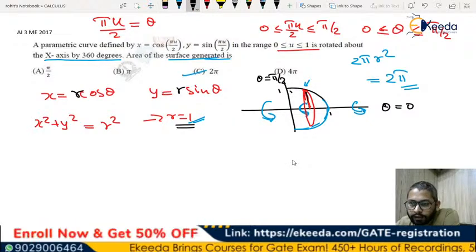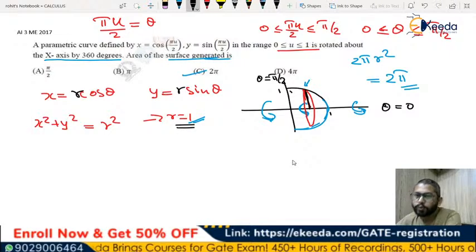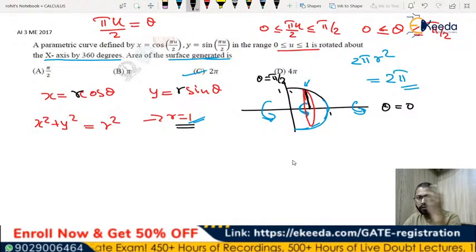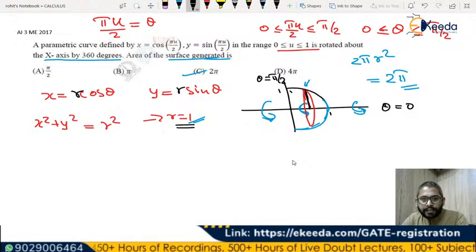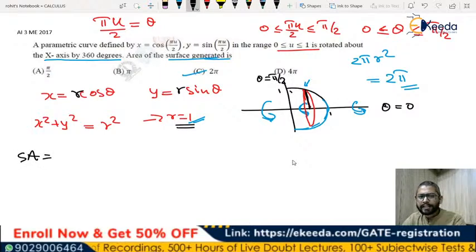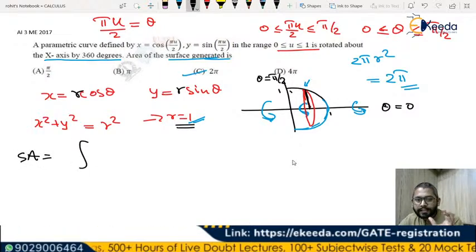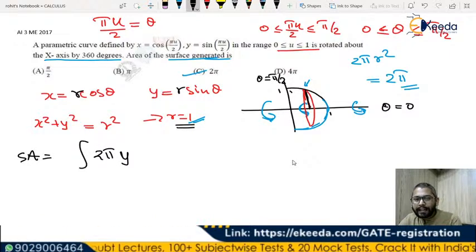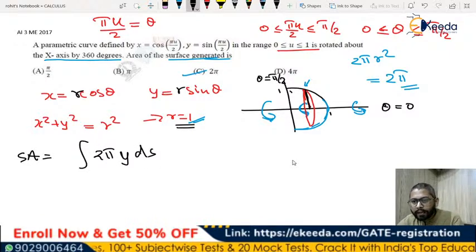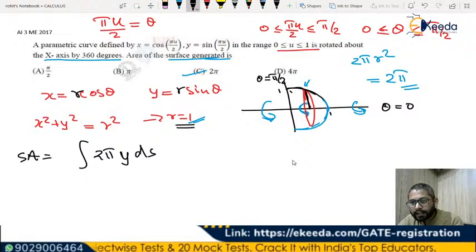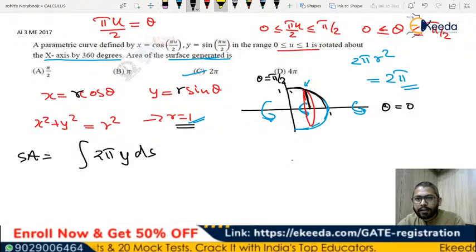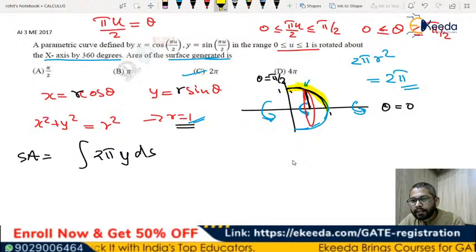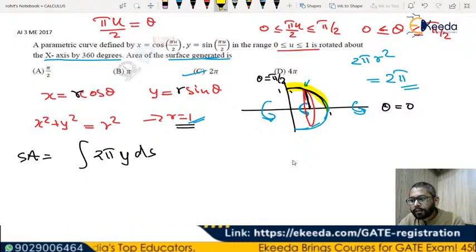This one. This will make a circumference. If you want to find the surface area of any curve, the formula is, let's say, surface area SA. You need to find the circumference, which is 2 pi y in this case, and the length ds, because this is the length, this length, right? This one. This is the length. Correct?